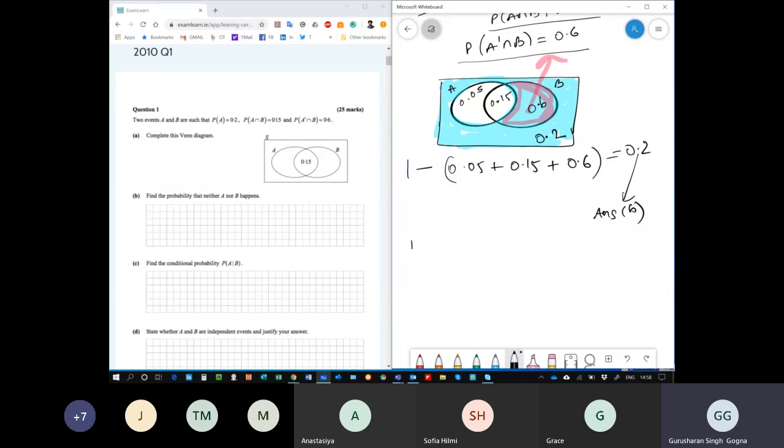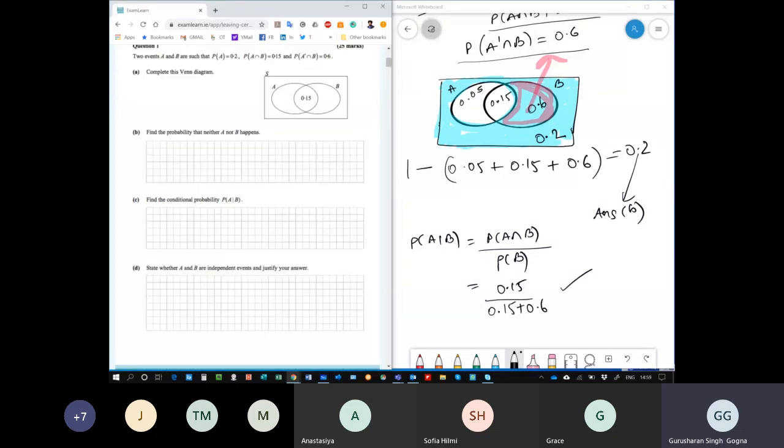Now they're talking about conditional probability. So you can see that it's a vertical line. And what's the formula for conditional probability? A intersection B over probability of B. So what is A intersection B? 0.15. And what is probability of B? Probability of B is 0.6 plus 0.15. So this will give you the conditional probability.